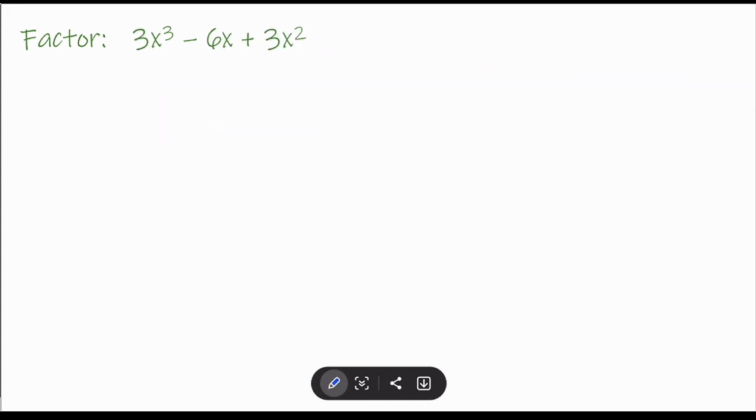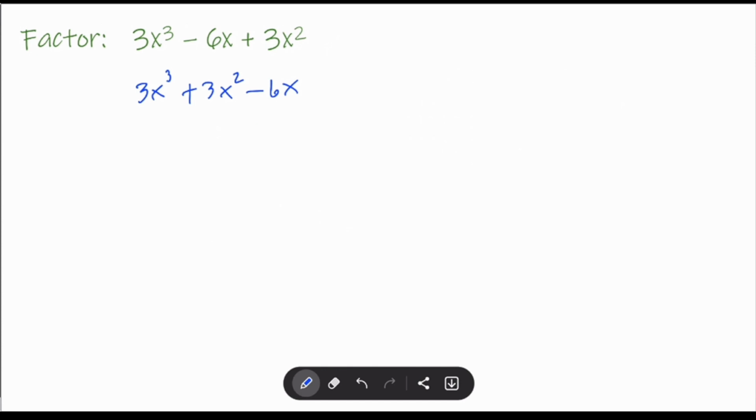So let's have another one. We have 3x cubed minus 6x plus 3x squared. We always arrange it first. Arrange the polynomial according to the exponent of the x. So you have 3x cubed, and then plus 3x squared, and then minus 6x. There's no constant in here, same as the previous one.